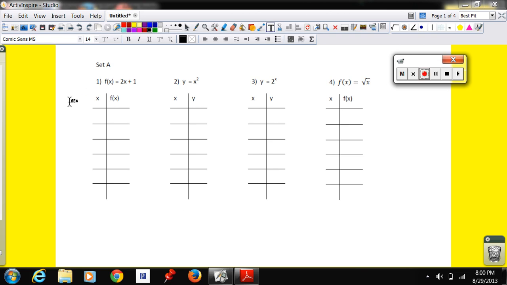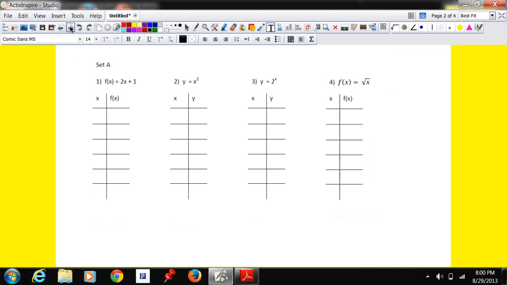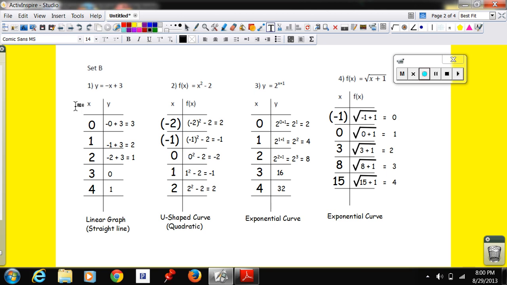This video is going to be pretty short. You might want to pause it quite a bit and copy in the ones that I've done here. Here's set B. The X is our input, and the Y is our output.